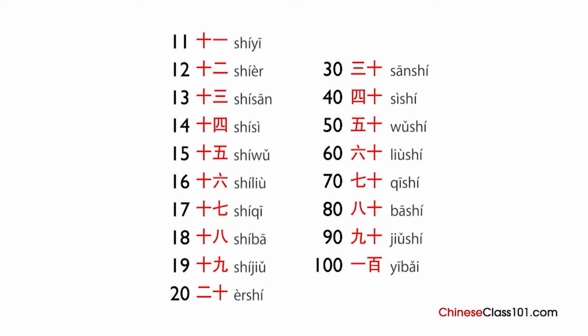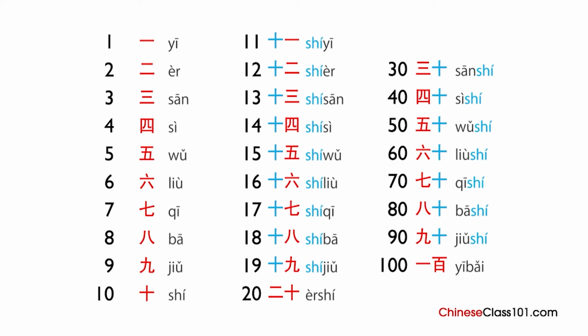Memorizing these numbers is incredibly easy. Notice that all tens start with a number and end with 十. Do you remember what 十 means? Of course, it is the word for 10. So actually, all you have to remember are the numbers from 1 to 10. Then for 100, you have to learn one new word. 百. What do you put in front of it? 一, which is 1. So it really is like saying one hundred.